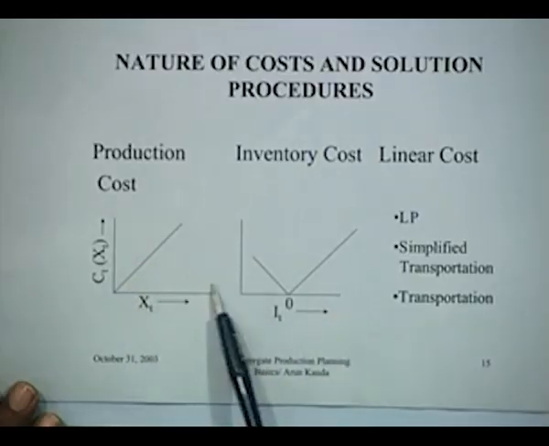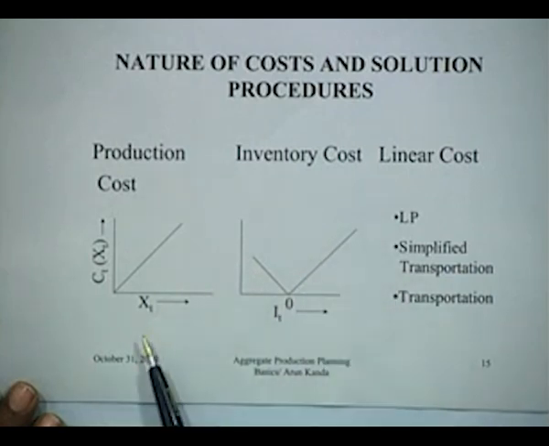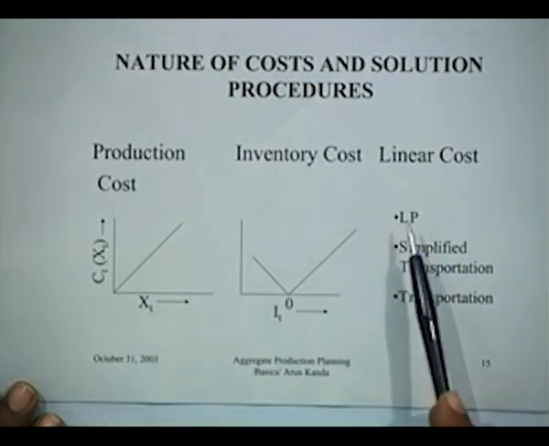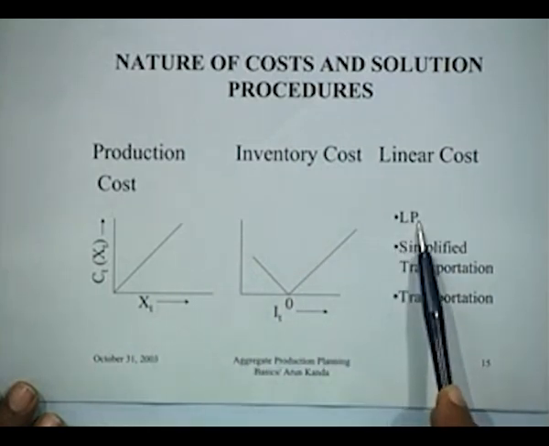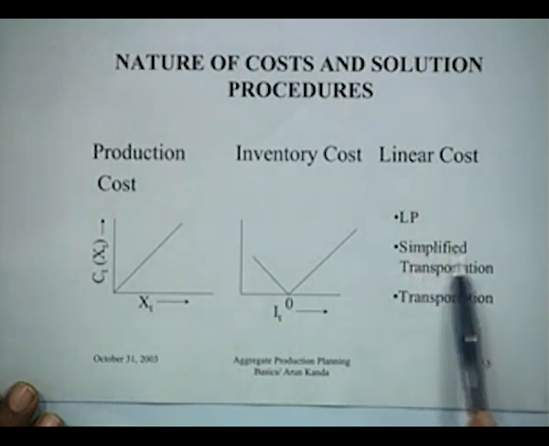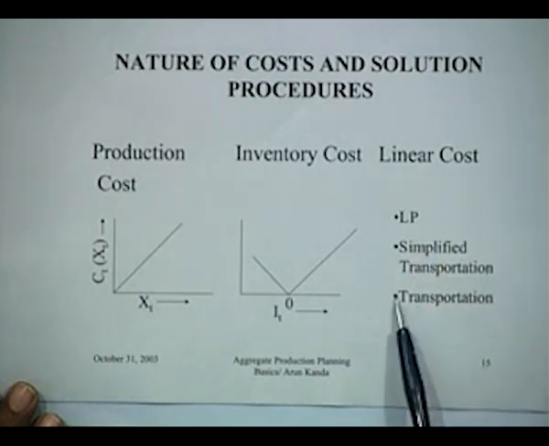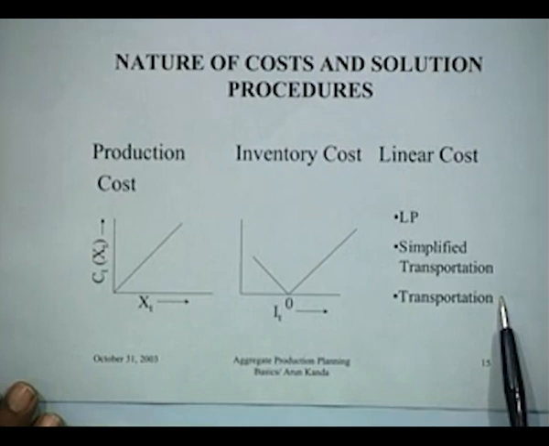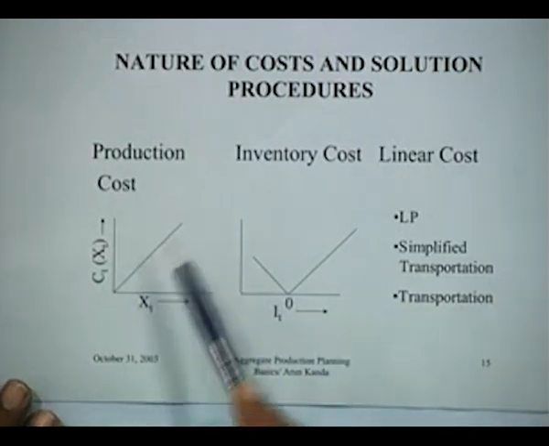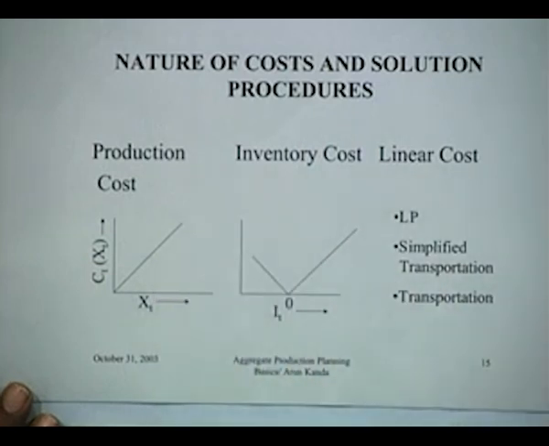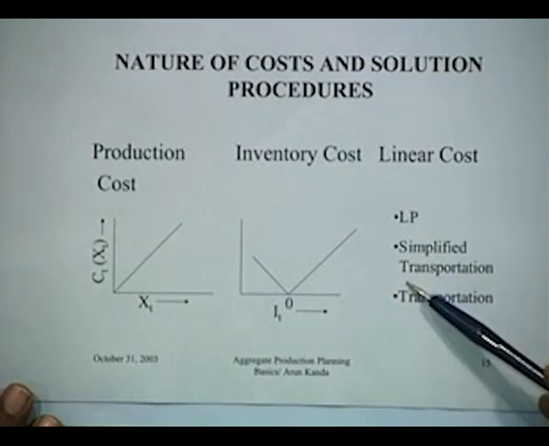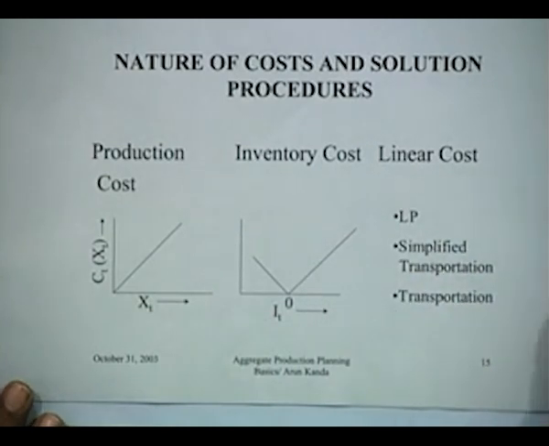So if you have linear costs of this kind, that is, production costs are linear and the inventory costs are also linear, then you can use linear programming for solving this problem. You can use a simplified transportation model, or you can use a transportation model for solving this particular problem. I am just trying to give you an overview of the various solution procedures. In the next lecture, we shall go into the details of how these models can be applied for determining the optimal solution, right?